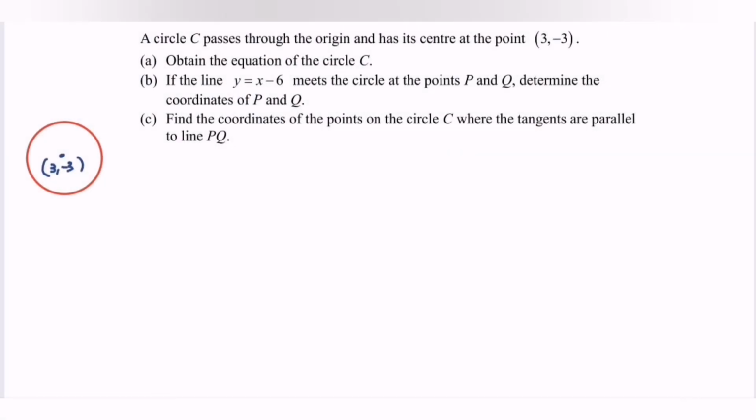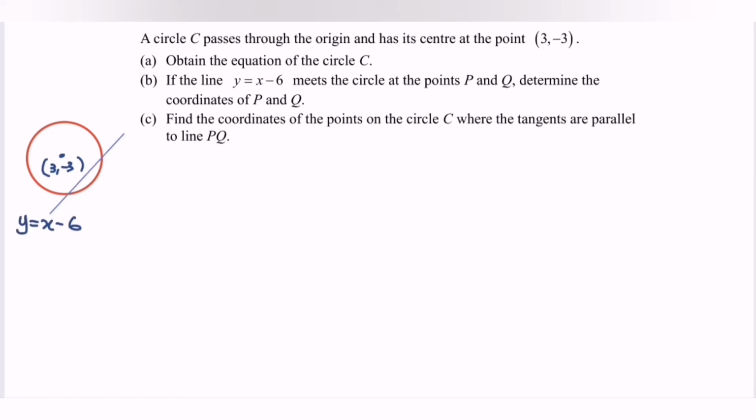Kindly refer to question C. Find the coordinates of the points on the circle C where the tangents are parallel to the line PQ. As we can see, the line parallel to PQ has the equation y equals x minus 6, which consists of PQ. So here we have the situation, y equals x minus 6.